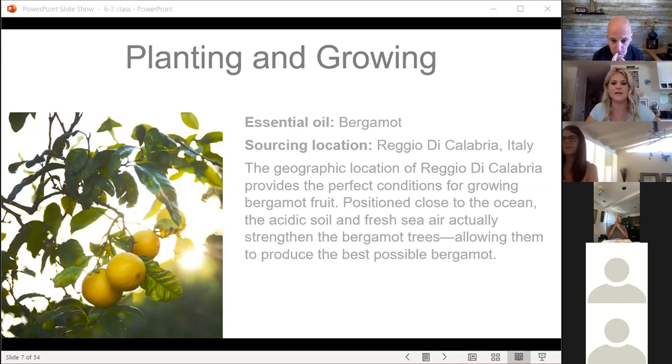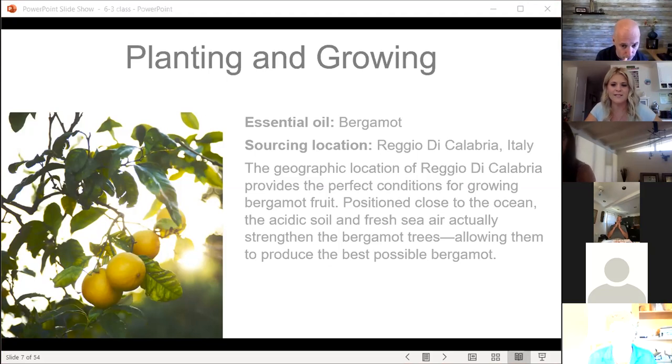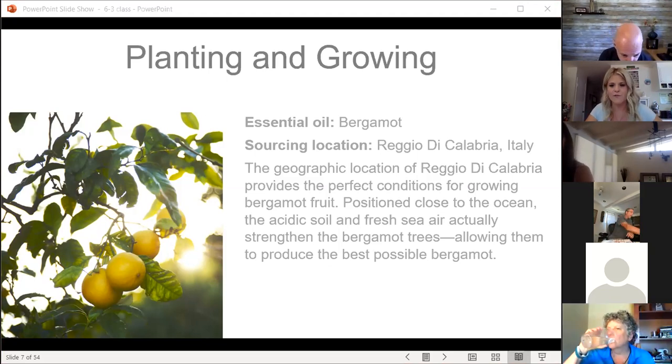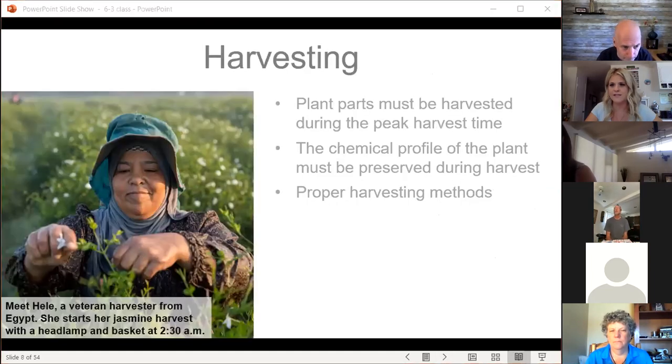So regardless of the geographic location, the plant type, or the oil being produced, it's important that the plants are carefully planted, they're carefully cared for, and they're watched closely. So we have to have knowledgeable farmers, knowledgeable growers, and then have the best methods for planting in order to get the best quality essential oil that we're trying to receive.